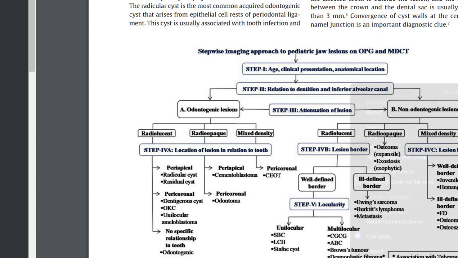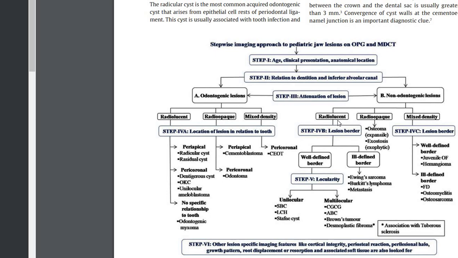It identifies the possible lesions that can be involved. We're looking at a radiolucent lesion with a well-defined border, and these are unilocular: the simple bone cyst, Langerhans cell histiocytosis, and a Stafne cyst. It could be an aneurysmal bone cyst, it could be a Brown tumor, a desmoplastic fibroma, a hemangioma, osteomyelitis, or an osteosarcoma. So we will definitely advise. It could be an osteoma as well, but that's highly unlikely.